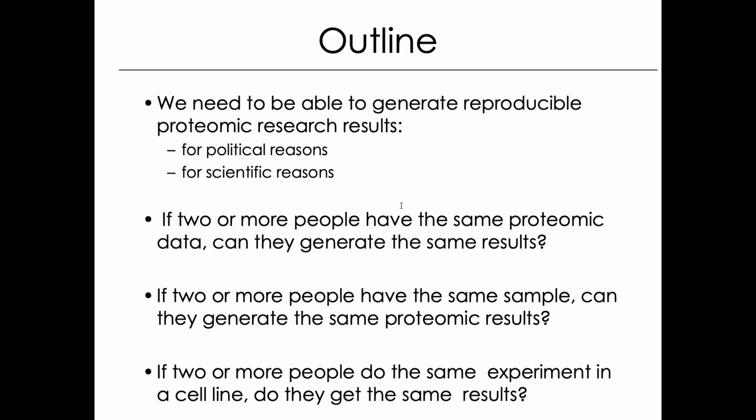How do we extract results out of data? Can we do this credibly and reproducibly? Then I would like to pose the question: if 2 or more people have the same sample, can they generate the same proteomic results using these DIA techniques? And then if 2 or more people do the same experiment using a cell line, do they get the same result? Presumably, if they use the right software tools, the right settings. So these are 3 points, and in combination they would indicate if the answer is yes, this would mean we would be able to use these methods to do reproducible research results, which would be a nice thing to achieve.